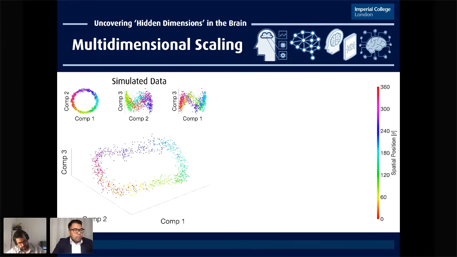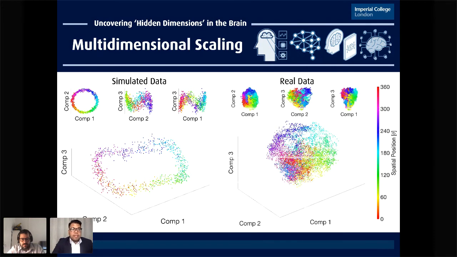And similar to PCA, the data points are also clustered according to the spatial position of the mouse. When we look at the first two dimensions in the upper left panel, we can see a finer and more precise clustering compared to PCA. Now for the real data, there is a more refined clustering when we consider the first two dimensions as well, as compared to PCA.